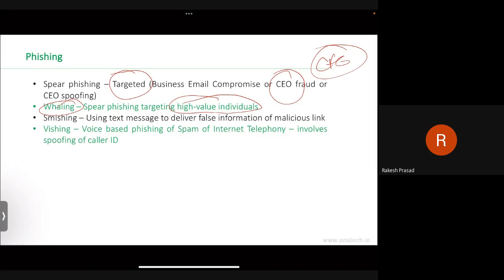That's called whaling. Smishing is using a malicious link over text messages. I send you a WhatsApp message, I send you a normal SMS, and you get smished. Okay. And vishing is voice phishing.